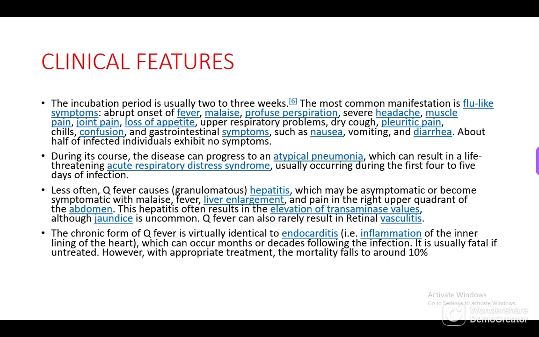Less often, Q fever causes a granulomatous type of hepatitis. Granulomas are formed in the liver, just like sarcoidosis, Mycobacterium tuberculosis, and other organisms, syphilis for example. It may be asymptomatic or become symptomatic with malaise, fever, liver enlargement, and pain in the right upper quadrant of the abdomen. This hepatitis can result in elevation of the transaminase values.